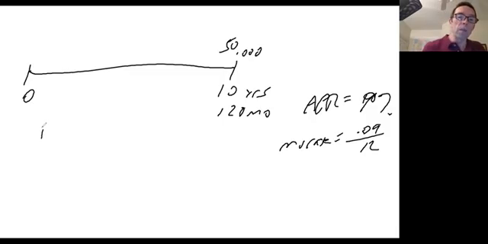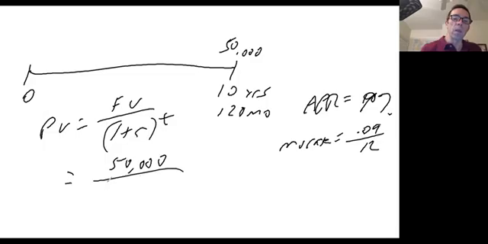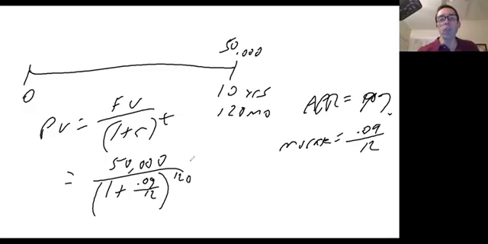So we're going to say present value is equal to the future value divided by 1 plus r to the t. Present value is equal to $50,000 divided by 1 plus 0.09 divided by 12. That's my monthly rate raised to the number of months, 120th power. You have to do months on this. If you do it with years, you're going to get the wrong answer, okay? Because we have compounding every single month. We don't have compounding just at the end of every 12 months.